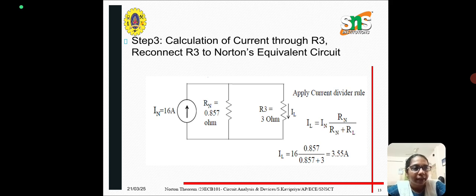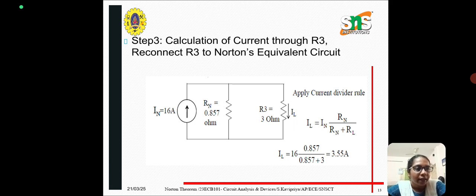First we have to calculate IN and next we have to calculate RN. For calculating IN, we have to remove the load resistor and short circuit the terminals of the load resistor, and find the current that flows across this shorted terminal. Next we have to find RN. We remove the load resistor and short circuit the voltage source or open circuit the current source. After that we can find the value of RN.